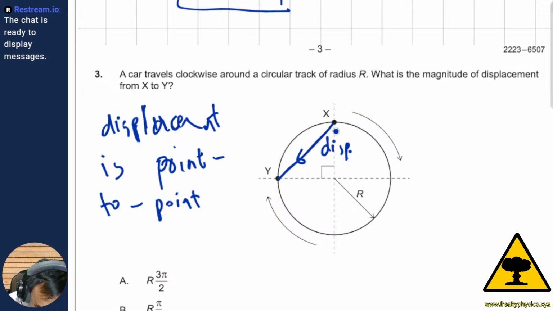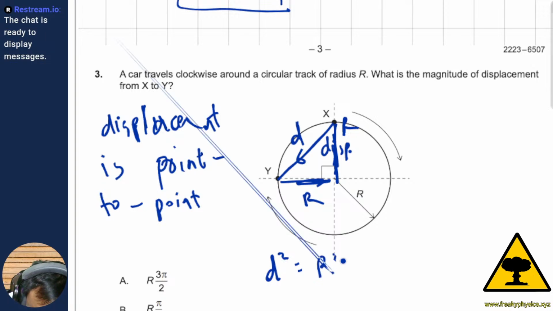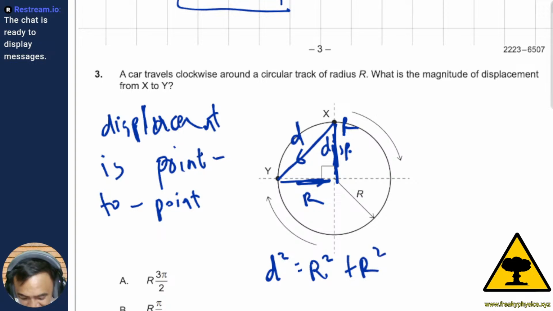Let's just do it for completeness. This is going to be r, that's going to be r, and this is going to be, let's say, d. We know that d squared equals r squared plus r squared, by the Pythagorean theorem. From here, d squared is equal to 2 r squared, and therefore d is equal to r square root 2. Hence, the answer is C.